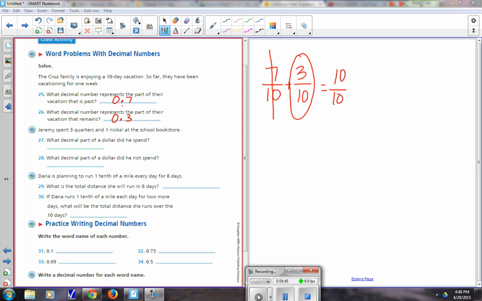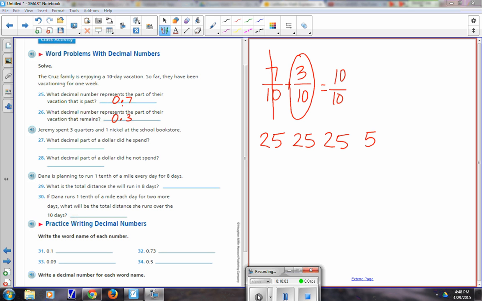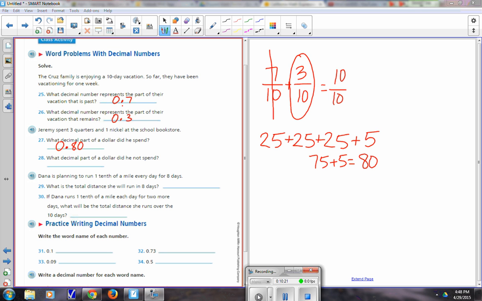Jeremy spent 3 quarters and 1 nickel at the school bookstore. What decimal part of a dollar did he spend? Well, we have to do some math here. 3 quarters is 25, 25, 25, and 1 nickel is 5. So I know that 3/4 is 75 cents plus 5 equals 80. So it says what decimal part of a dollar? Well, he spent 80 cents.